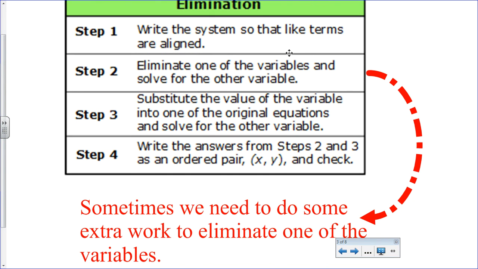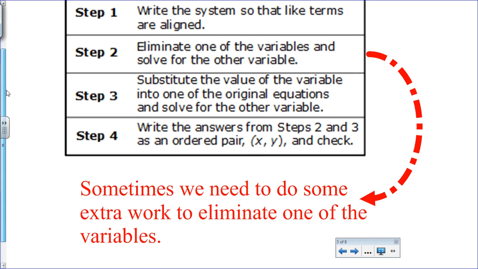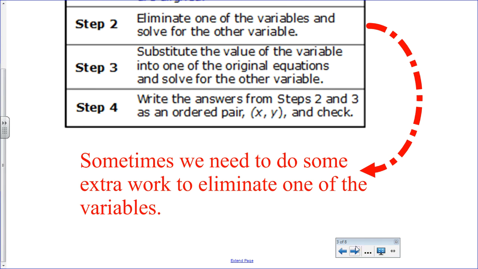So the first one, write the system so that the like terms are aligned. That's going to be taken care of for you today. Step 2 is eliminate one of the variables. Sometimes we're going to have to do a little extra work here. Step 3 is to substitute the value back in to find the other value and then write it as an ordered pair for your solution and check your solution.